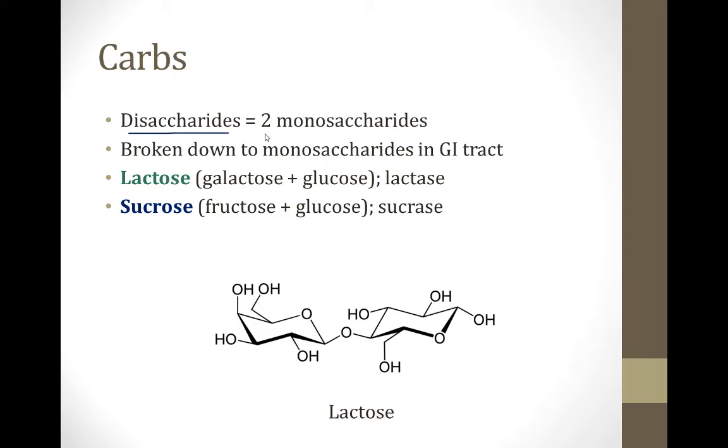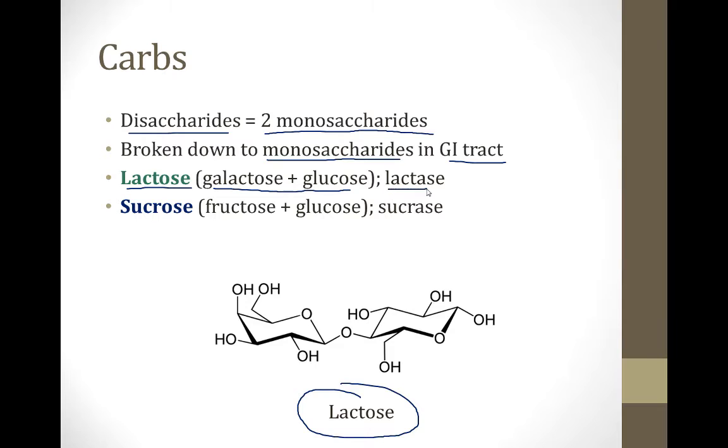Disaccharides are carbohydrates that contain 2 monosaccharides linked together, and disaccharides are broken down into their monosaccharide constituents in the GI tract. It's the monosaccharides that get absorbed into the blood. The 2 most important disaccharides for you to know are lactose, which is found in milk. Lactose consists of a galactose and a glucose molecule linked together. I've shown you a picture of that at the bottom of the screen.